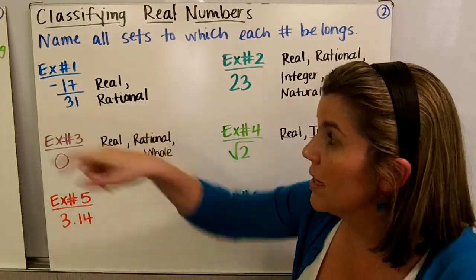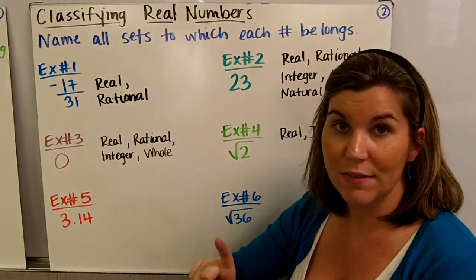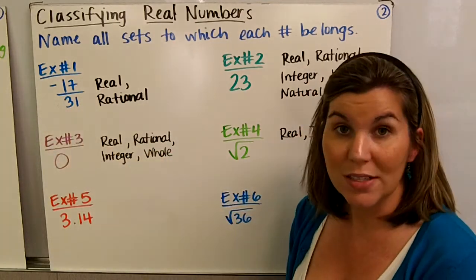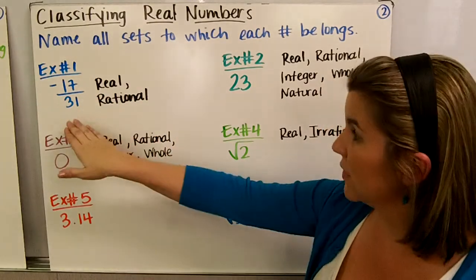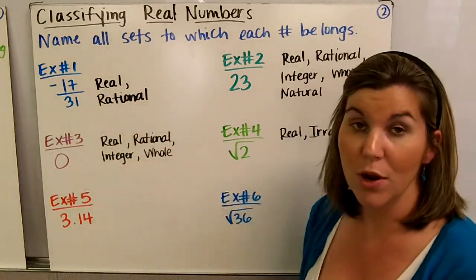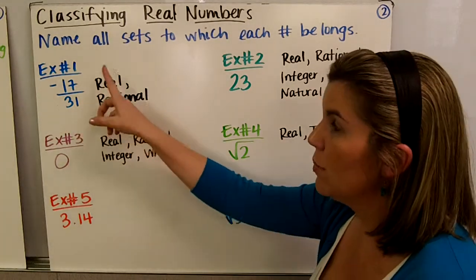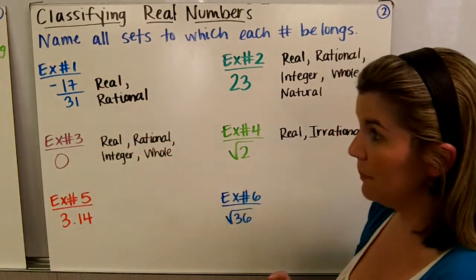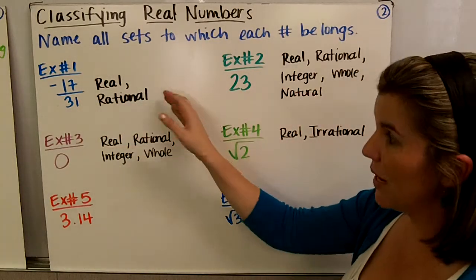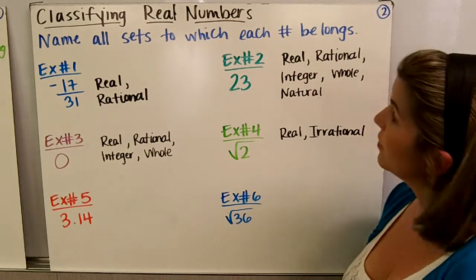Now, this number can be expressed as a ratio of two integers. Negative 17 is an integer, 31 is also an integer. A fraction bar means it's a ratio. So this is a rational number by definition. Now, it's not a whole number, it's not an integer, it's not a natural number. Okay? So if it's rational, it can't be irrational. Remember, it can either be one or the other.